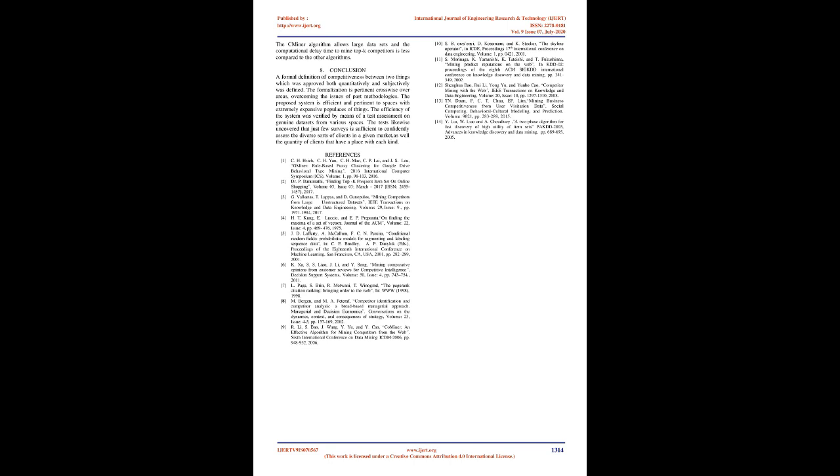8. Conclusion. A formal definition of competitiveness between two items, which was validated both quantitatively and qualitatively, was defined. The formalization is applicable across domains, overcoming the issues of previous methodologies. The proposed system is efficient and applicable to domains with extremely large populations of items. The efficiency of the system was verified by means of an experimental evaluation on real datasets from various domains. The experiments also revealed that just a few reviews are sufficient to confidently estimate the different types of users in a given market, as well as the number of users that belong to each type.